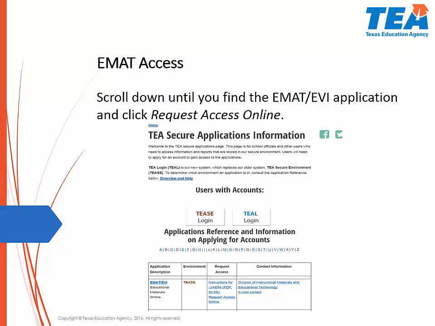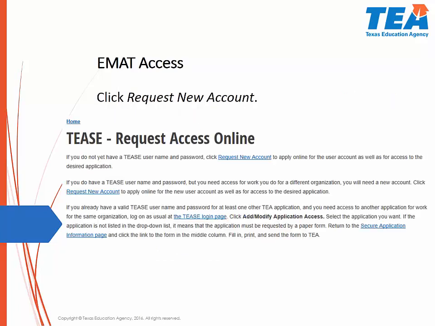On the TEA Secure Application list, there will be multiple applications in alphabetical order. You will be looking for EMAT EVI. Once you find it, you will click on Request Access Online. On the next page, you will click Request New Account on the first sentence unless you already have a TEAS account. If you already have a TEAS account, you will click Add Modify Application to gain access to EMAT.